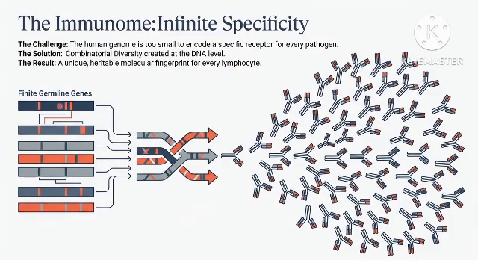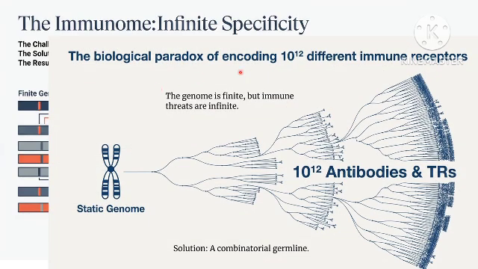This is a very small visual representation to show you that we have finite germline genes which get recombined with the help of RSS. Just now we have seen that. Because of the recombination, it is able to generate an enormous number of receptors or immunoglobulins, generating antibody diversity. This biological paradox of generating 10^12 different immune receptors with a static genome is called combinatorial diversity.